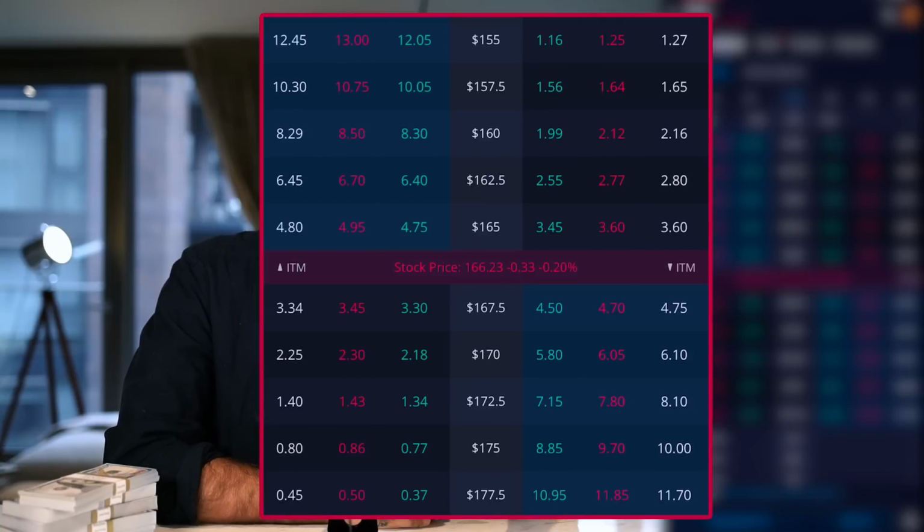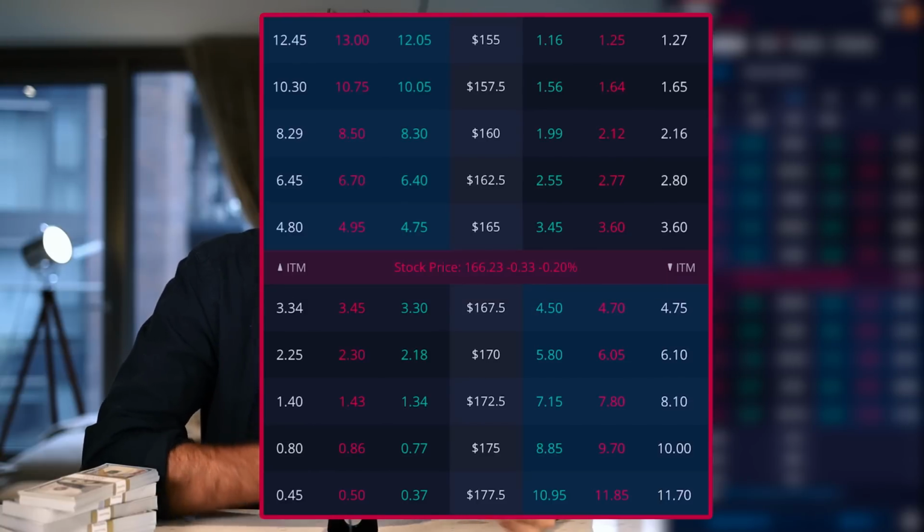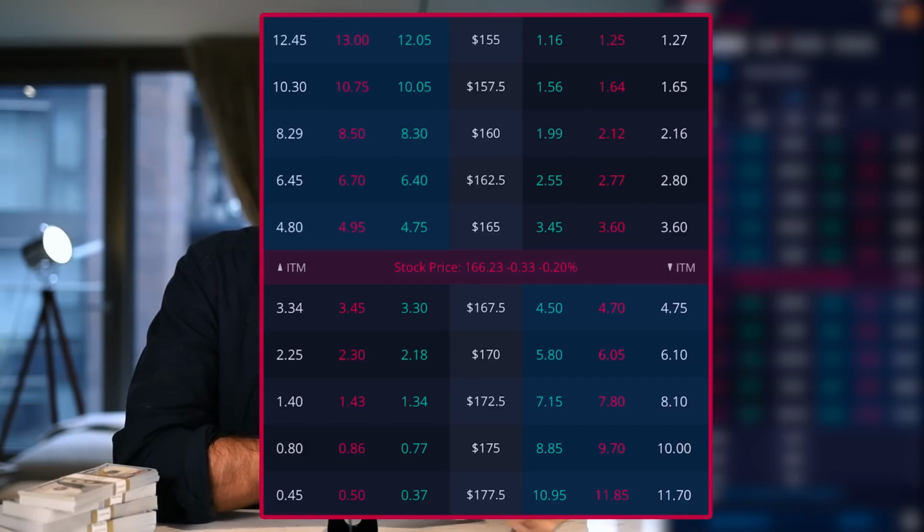All right, the first thing that we're going to look at is the middle section here, the line going across right in the middle that says stock price, and it gives the current stock price. I like to take a look at this first so I kind of know where the stock price is, and above or below would be our in the money or out of the money options.